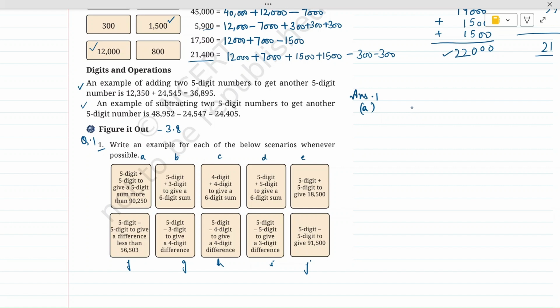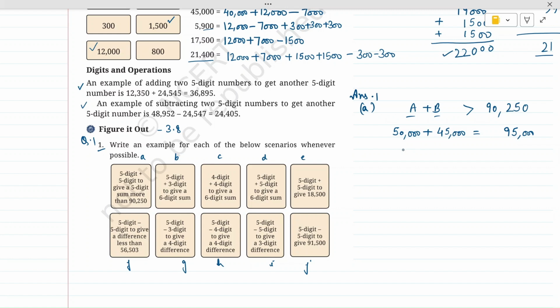I'm assuming A plus B, where both A and B are 5-digit numbers, and we need the sum of these to be greater than 90,250. So kids, let's do it very fast. Let's take the first number as 50,000 and the second number as 45,000. When I add both, I will get 95,000, which is greater than 90,250. So this is solved.